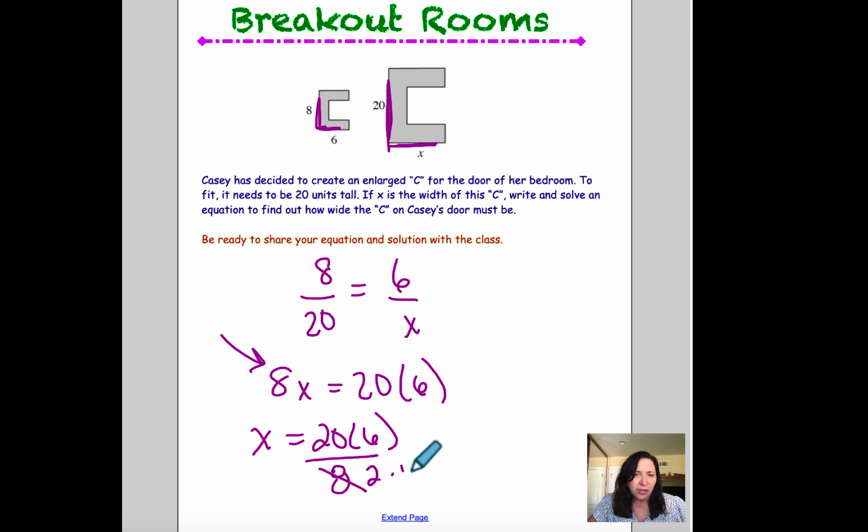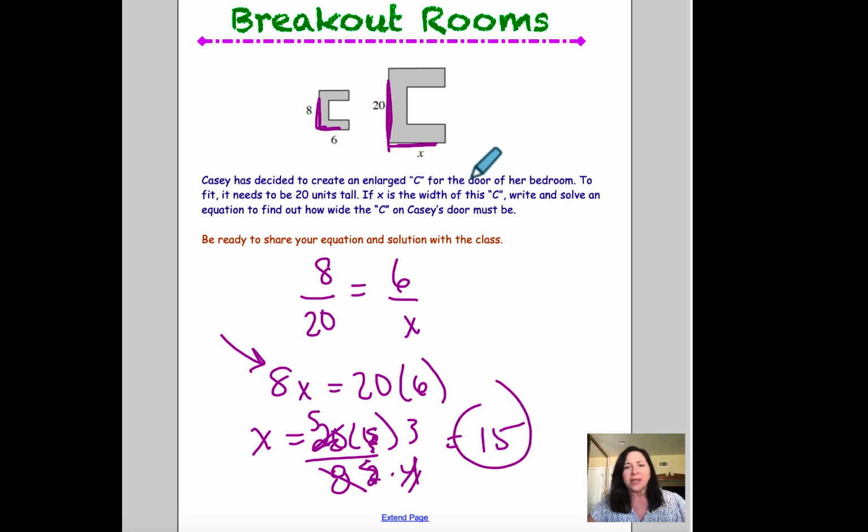8 is actually 2 times 4, right? 4 divides into 20 5 times. 2 divides into 6 3 times. 5 times 3, 15. So that means that x is equal to 15. Now, keep in mind, there's a couple of things I could have done differently.